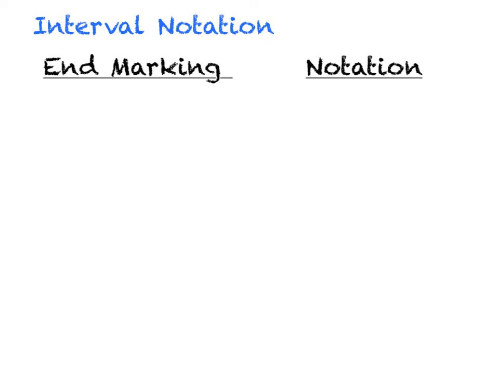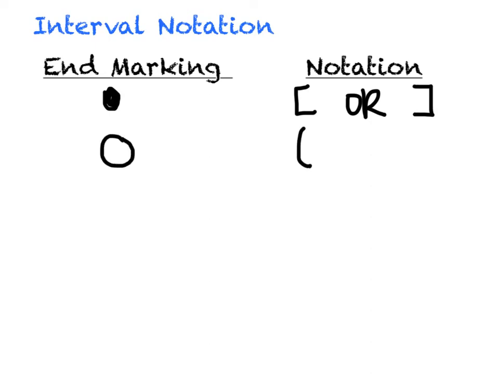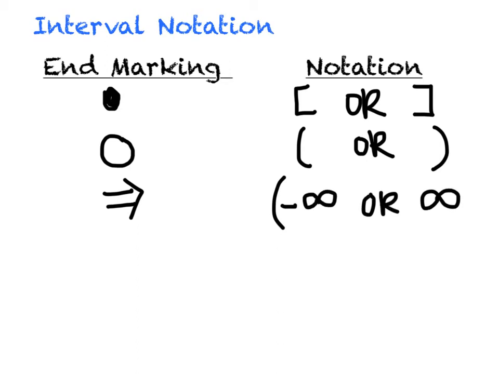When using interval notation, if your end marking is a closed circle, you're going to use a left bracket or a right bracket. If your end marking is an open circle, you'll use a left parenthesis or a right parenthesis. Finally, if you have an arrow, which means that your function goes to infinity, you're going to use a parenthesis with a negative infinity, or a positive infinity with a right parenthesis. Anytime you're using an infinity, you always use parentheses.